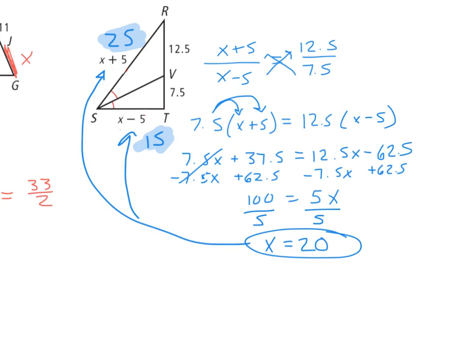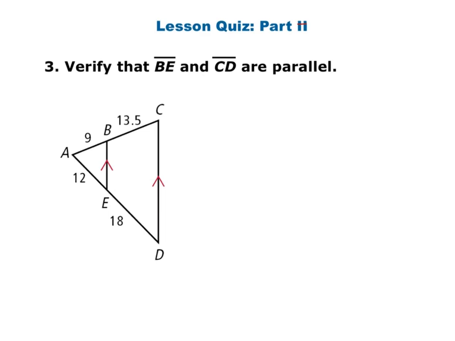All right, one last example. Verify that EB and CD are parallel. What proportion do we need to set up? 12 over 18 equals 9 over 13.5. Perfect. We could also set it up as 9 over 13.5 is equal to 12 over 18.